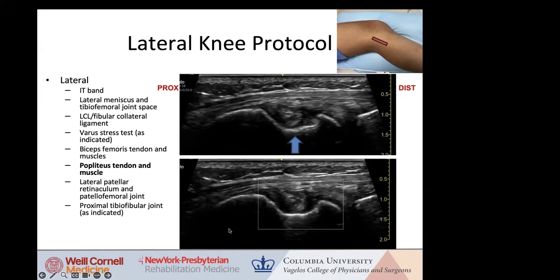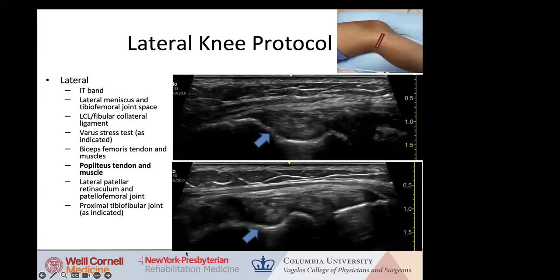Doug, I'll ask you, do you inject into the popliteus tendon or adjacent to the tendon for diagnostic? I inject into it. Yeah, and I go proximal to distal long axis when I do it. Is that what you do? Yes. Okay, excellent.